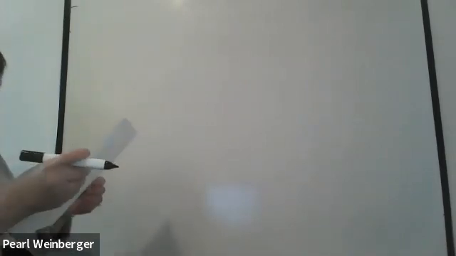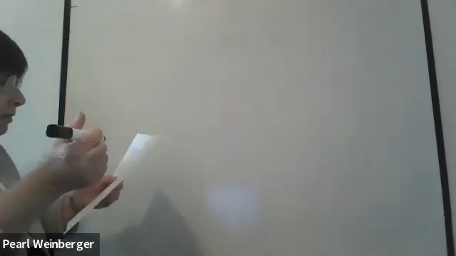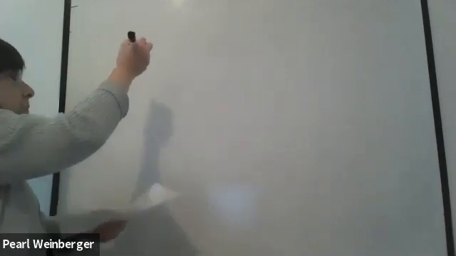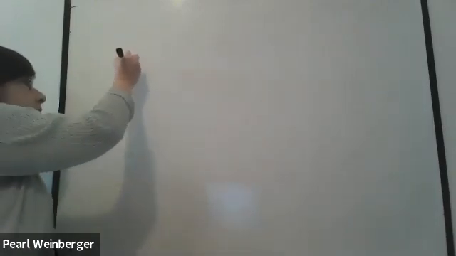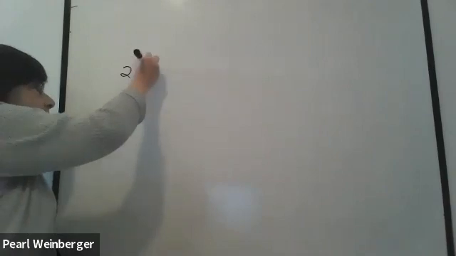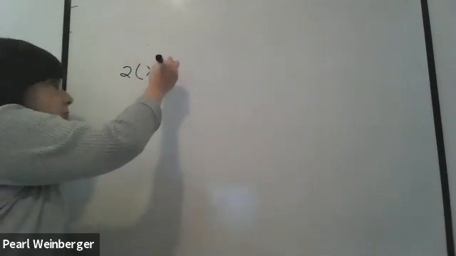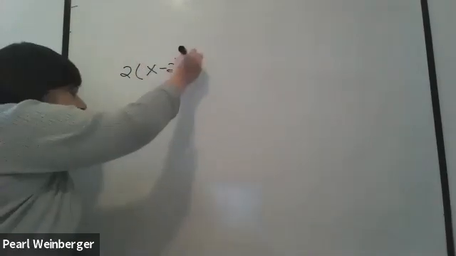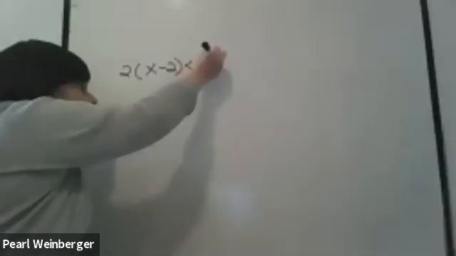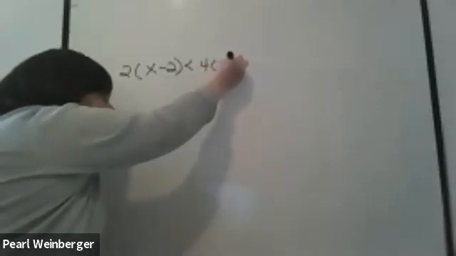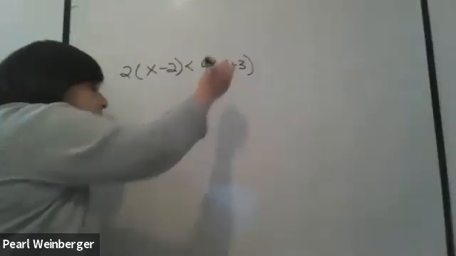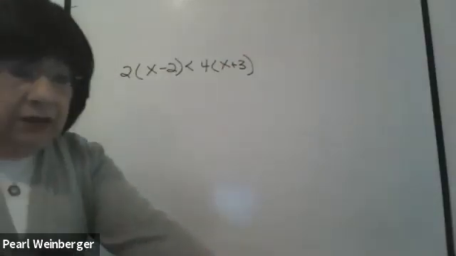Let's take an example and see how we could solve an inequality. This happens to be on this sheet, but let's look at it. This is an example that says 2 times x minus 2 is less than 4 times x plus 3. Let's go through the steps of solving this inequality.